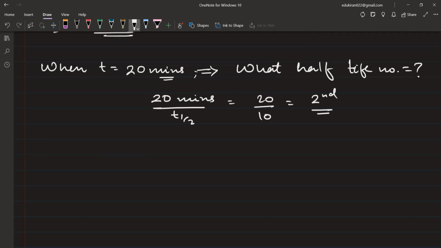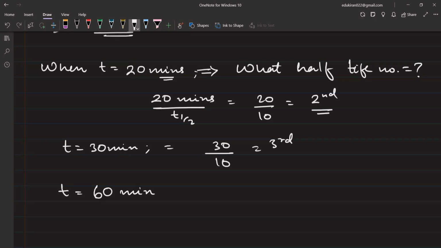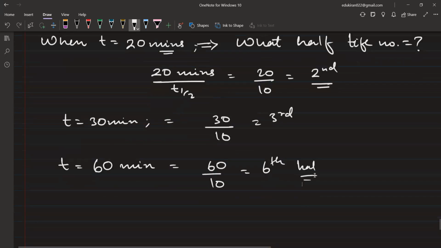Yes, sir. ठीक है. When t is equal to 30 minutes, तो ये हाफ लाइफ नंबर कितना हो जाएगा? टोटल टाइम इज 30 मिनट्स. Third half. उसी तरह से जब t इज इक्वल टू 60 मिनट्स हो जाएगा, देन दिस विल बी माय 60 अपॉन 10, दैट इज सिक्स्थ हाफ लाइफ. यस और नो? ठीक है, तो बस अब हम लोग इसको यहाँ पे रख देते, है ना?